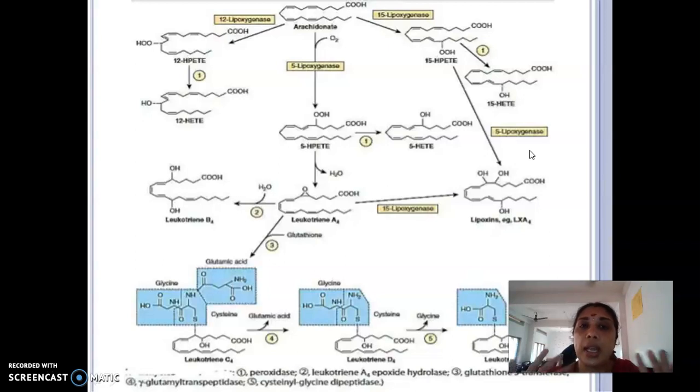So eicosanoids are 20 carbon compounds produced from the omega-3 and omega-6 fatty acids, mainly the arachidonic acid. Arachidonic acid will be formed by phospholipases, which is the rate limiting step of the pathway, and this is again controlled by calcium. So arachidonic acid is formed. Then it can enter either into the cyclooxygenase pathway or into the lipoxygenase pathway. If cyclooxygenase, then prostanoids, otherwise leukotrienes.